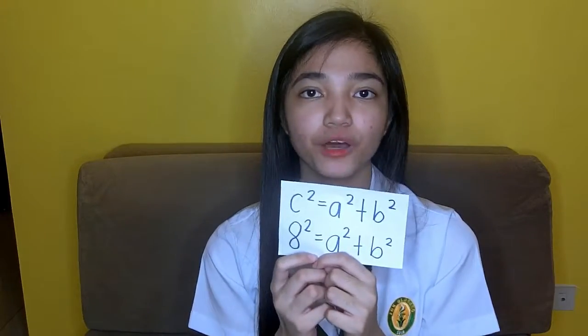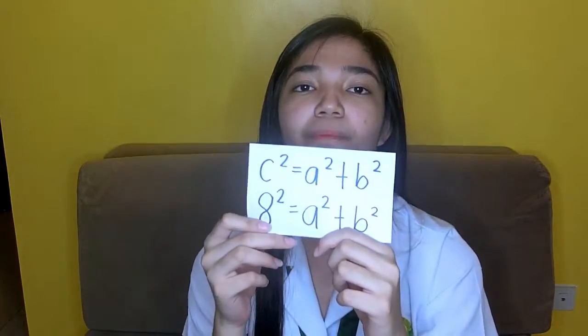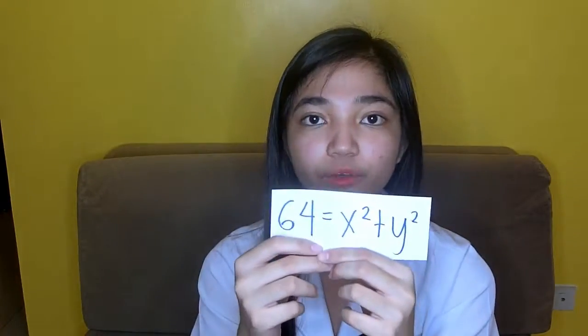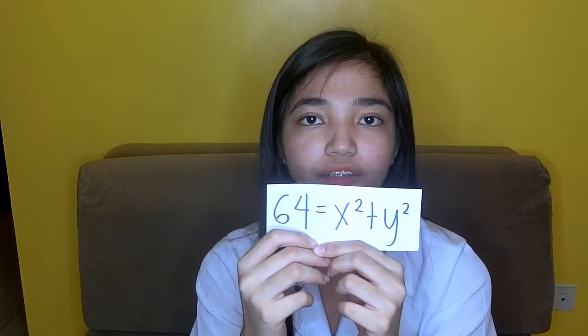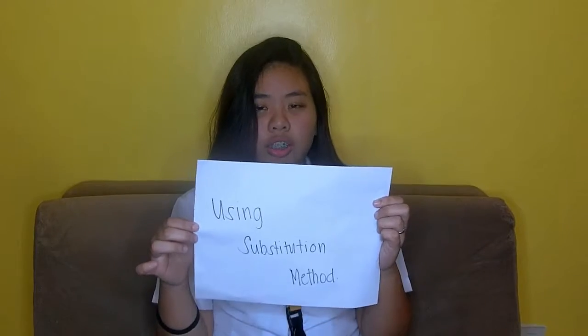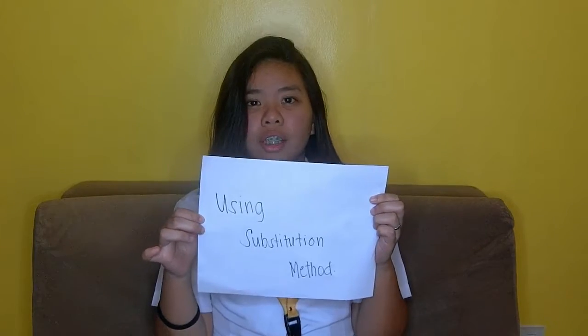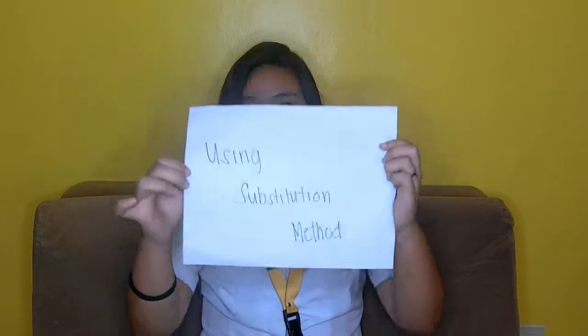Using the Pythagorean theorem, which is c squared equals a squared plus b squared, we can now derive our second equation. By substituting the hypotenuse, which is 8, and by replacing a and b with x and y, and simplifying, we now have our second equation, which is 64 equals x squared plus y squared. Using the substitution method. The substitution method is a technique for solving a system of nonlinear equations.